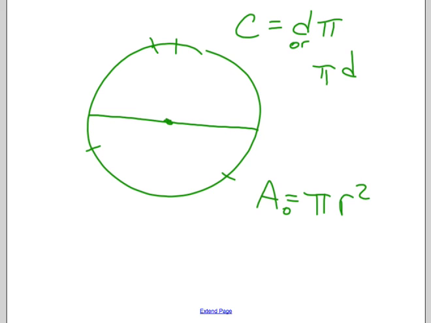It's simply this. Pi d, pi r squared. Pi d, pi r squared. Keep going. You've almost got the rhythm, Kennedy. All right. Pi d, pi r squared.